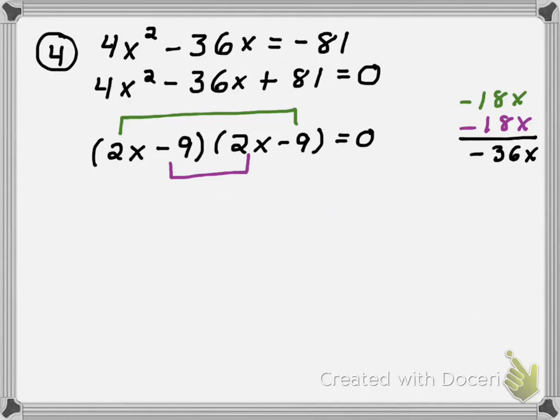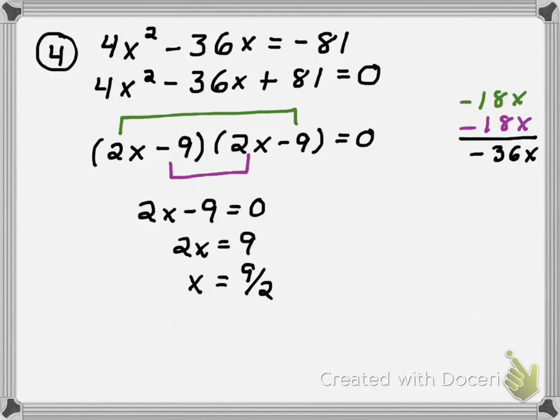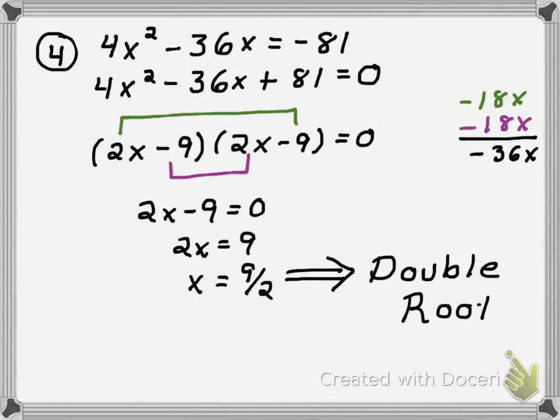Now we do have two factors. However, they happen to be the exact same factors. So we really don't have to write the same factor twice equals 0. We can just take that one factor, set it equal to 0, and we get that x equals 9 over 2. If I were to go ahead and take that second factor and set it equal to 0, I would get the exact same solution. So if I were to get the same solution twice, then that's what we call a double root. We have the same factor twice, which would give us the same solution twice. Therefore, it's called a double root.